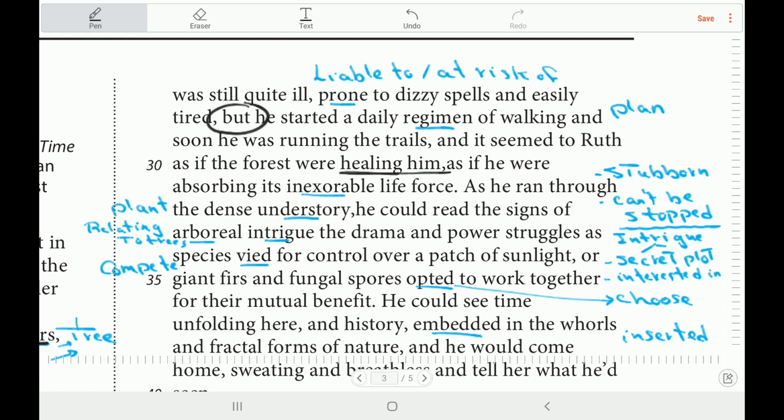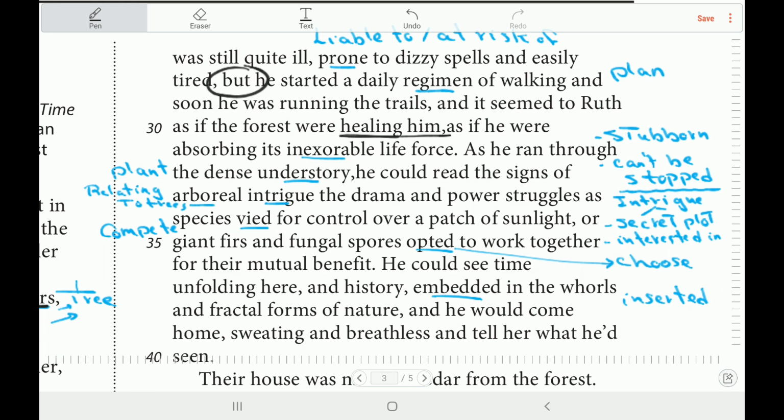So Ruth has these metaphorical lines. She imagined as if the forest is a doctor who healed him, that he absorbed its inexorable life force. Like he absorbed the force of the forest. This inexorable, the word inexorable, is like stubborn for people and for things, unstoppable.